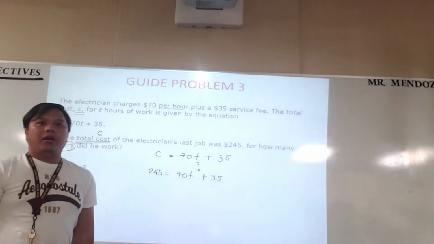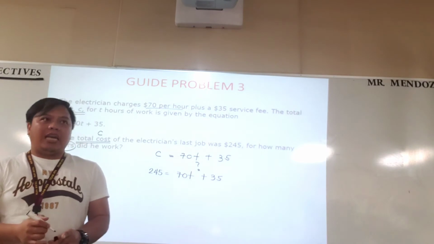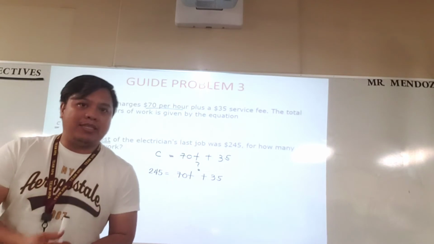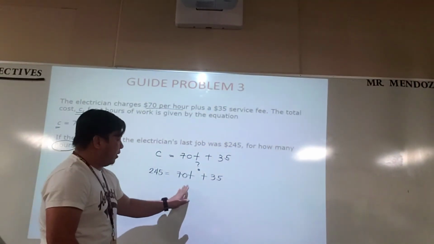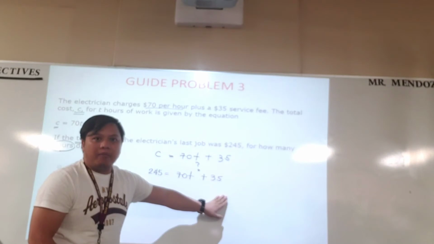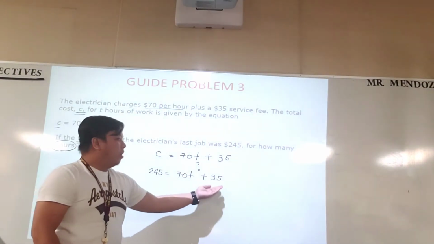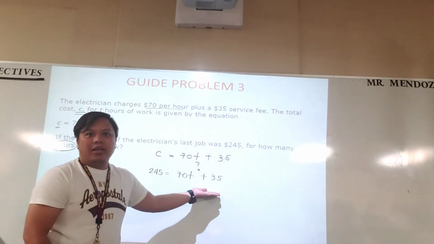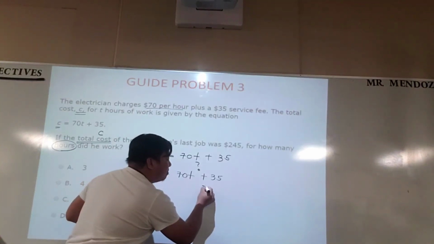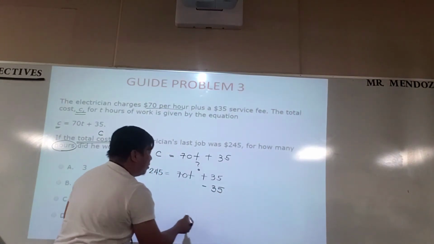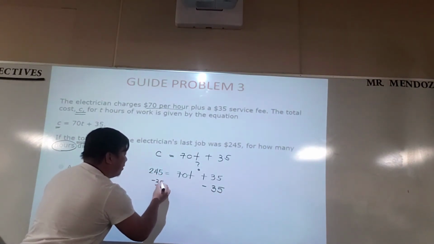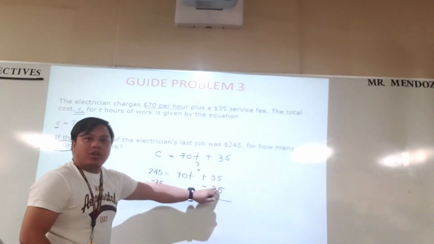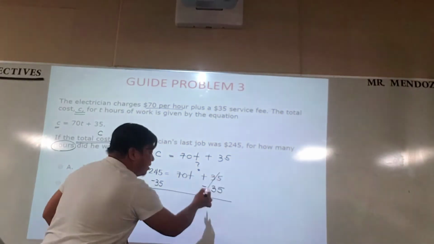Okay, there you are. Then solve the equation. Again, in order for you to solve this, you need to follow inverses. Looking at the equation, 70T plus 35. What's the inverse of plus 35? That's correct, that is minus 35. So on both sides, I need to subtract 35. 35 minus 35 is 0. That's why we can cancel this out.